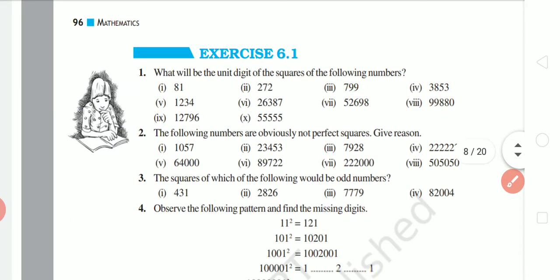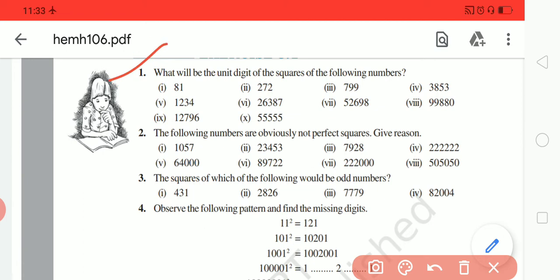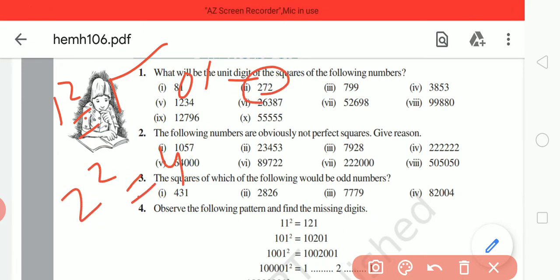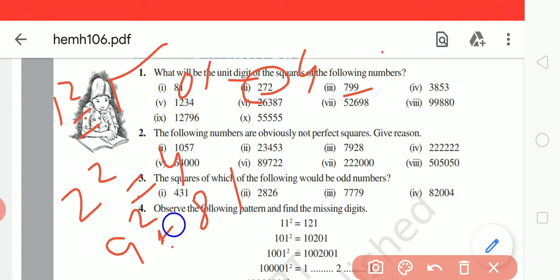Now come to exercise 6.1. First question, what will be the unit digit of the square? So 81 has unit digit 1. The square of 1 is 1. So 1 will be the answer. Now 2 is the unit digit. See here, 2 is the unit digit. 2 square is 4. So the square of this number ends with the unit digit 4. So 9 9s are 81. 9 is the unit digit in 799. 9 square is 81, and so its square ends with 1. So 1 is the answer.